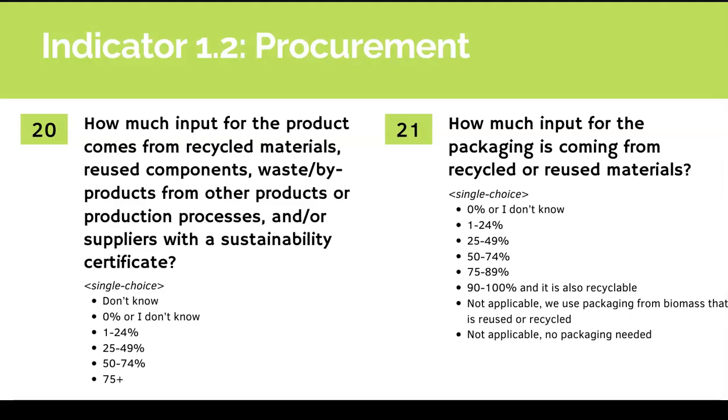The next questions concern how much input for the product comes from recycled materials, reused components, waste byproducts, or from other products or production processes, and whether you can basically quantify how much of these are coming with a sustainability certificate, and how much of these are recycled materials. Question 21 is asking basically the same, but for the input of packaging that is coming from recycled or reused materials. You see, sometimes when you cannot answer the question, you have the option of noting that it's not applicable for your context.